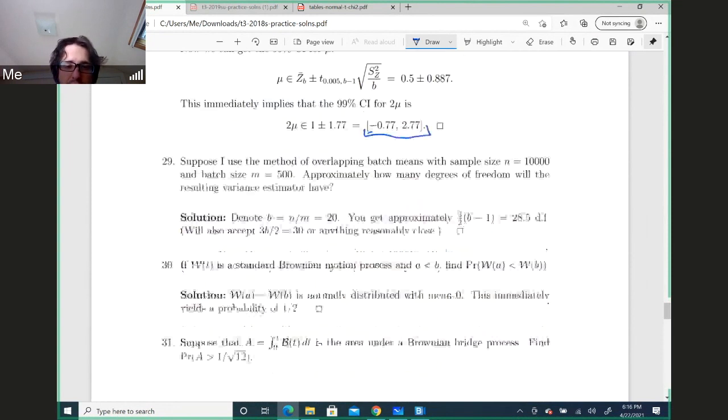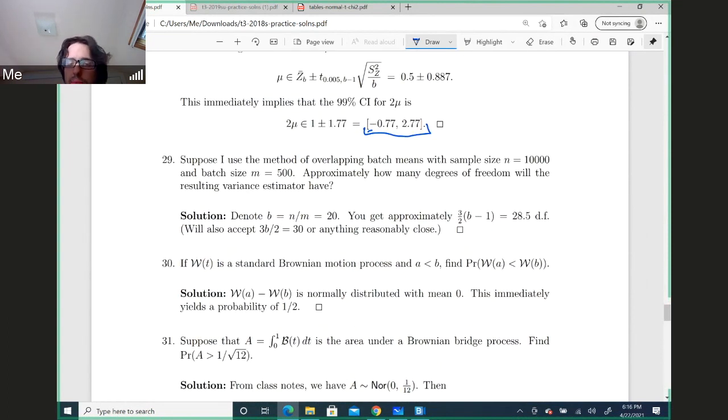Question 29. Suppose I use the method of overlapping batch means with sample size n equals 10,000 and batch size m equals 500. Approximately how many degrees of freedom will the resulting variance estimator have? These are just equations that you probably want written on your cheat sheet next to the batch means content, where you can take b equals n divided by m, which is 10,000 divided by 500. And then there's this approximate degrees of freedom calculation where you take that b number and plug it in here, and that's how you get your answer.